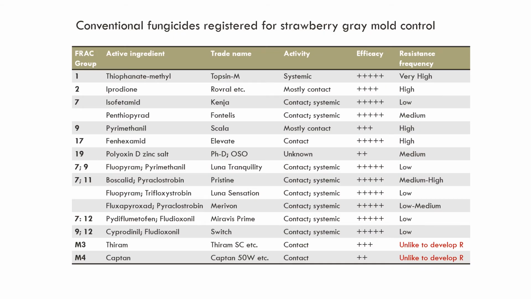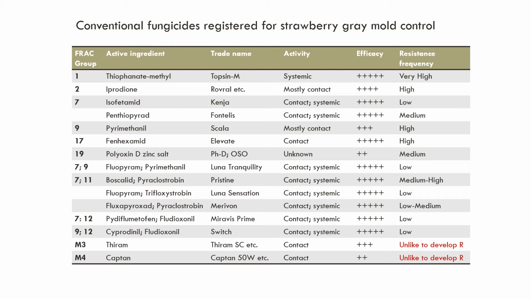Here are the conventional fungicides labeled for strawberry gray mold control. Similar to the resistance issue we have in anthracnose pathogen, high frequency of resistance has been detected in a number of fungicide groups labeled for Botrytis management, such as Topsin M, Rovral, and Elevate. Therefore, continuation of using those fungicides is not advised. In general, newer Group 7 fungicides such as Luna Tranquility, Luna Sensation, Merivon, or Group 9 and 12 fungicides including Switch and the Miravis Prime would be the best materials at this point.